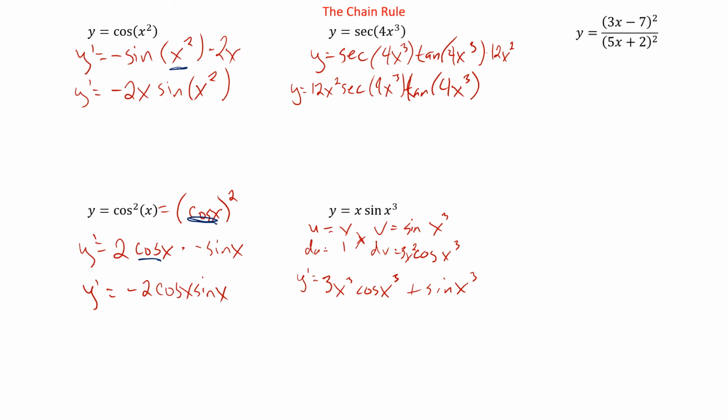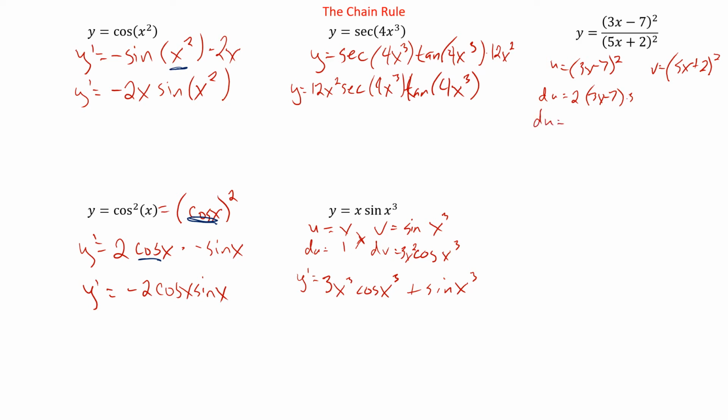But we can use the chain rule. So u equals 3x minus 7 squared, and v equals 5x plus 2 squared, which means du. So we'll have 2 times 3x minus 7 to the first, then times the derivative of the inside. The derivative of 3x minus 7 is just 3. So we can simplify this. In fact, let's do that.